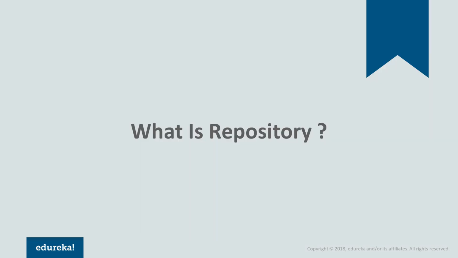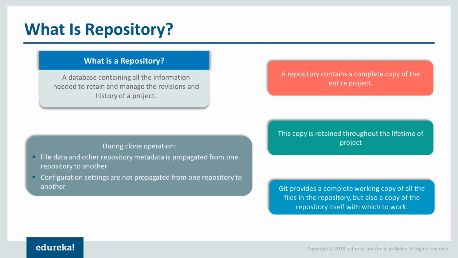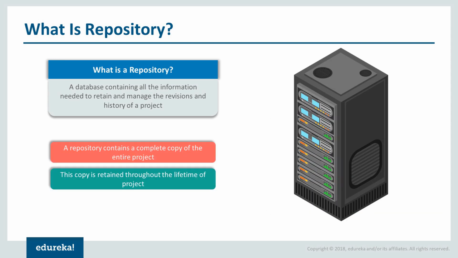So what is a repository? The purpose of Git is to manage a project or a set of files as they change over time. So Git stores this information in a data structure which is called a repository, which is simply a place where the history of your work is stored. It often lives in a .git subdirectory of your working copy, which is a copy of the most recent state of the files you're working on. So the repository contains the history of the entire project. This copy is retained throughout the lifetime of the project.